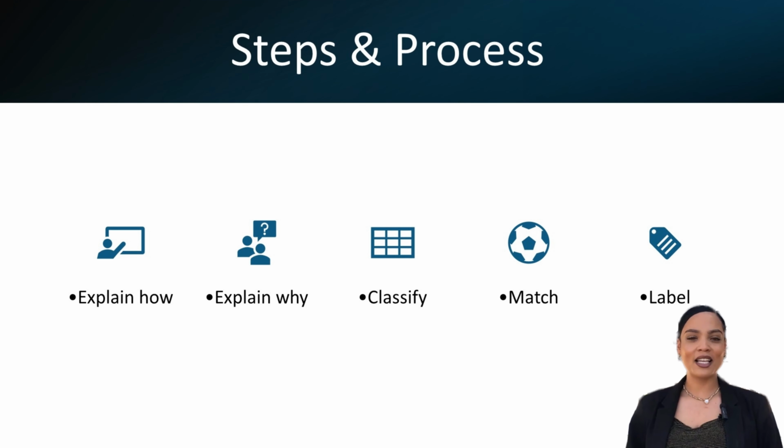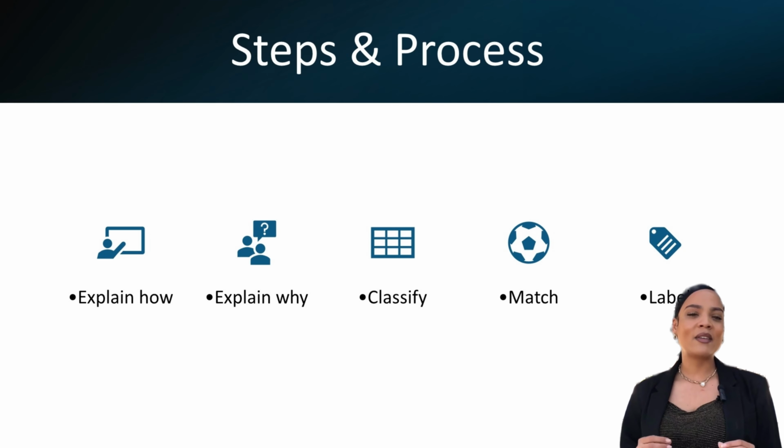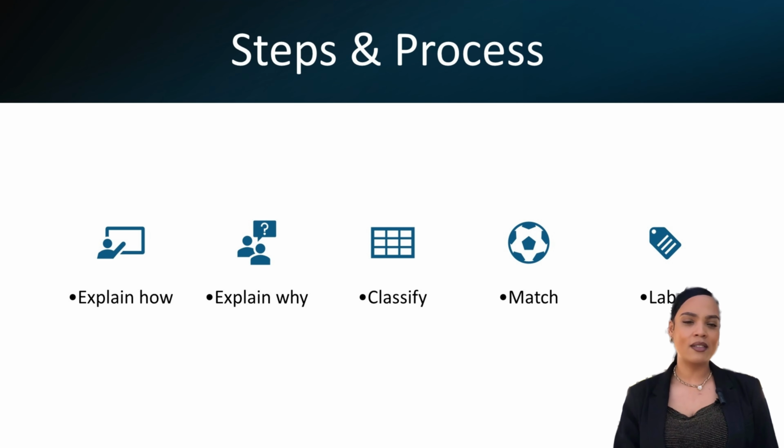We are now taking a look at explain how. When it says explain how, this means steps. This is what is required from you. Write the process step by step in the correct order. Explain why. When it says explain why, this means reasons. This is what is required from you. Give the cause and the reason, not just the final statement.